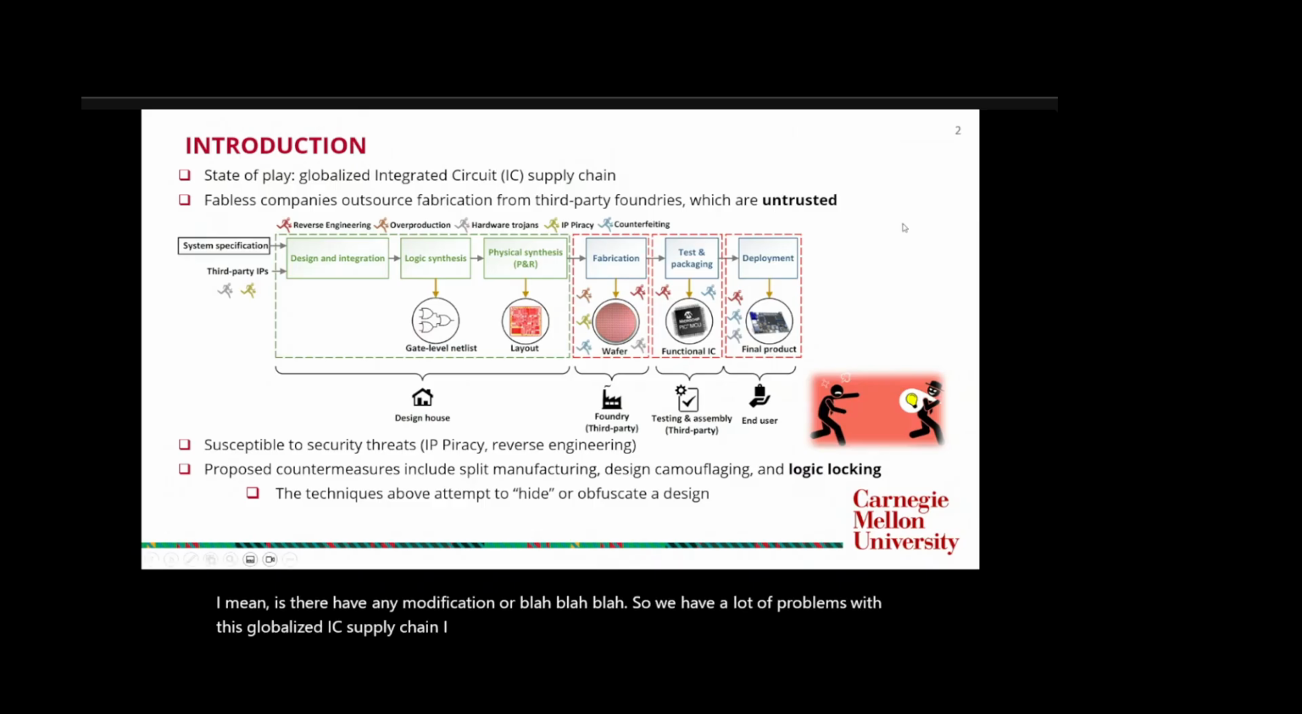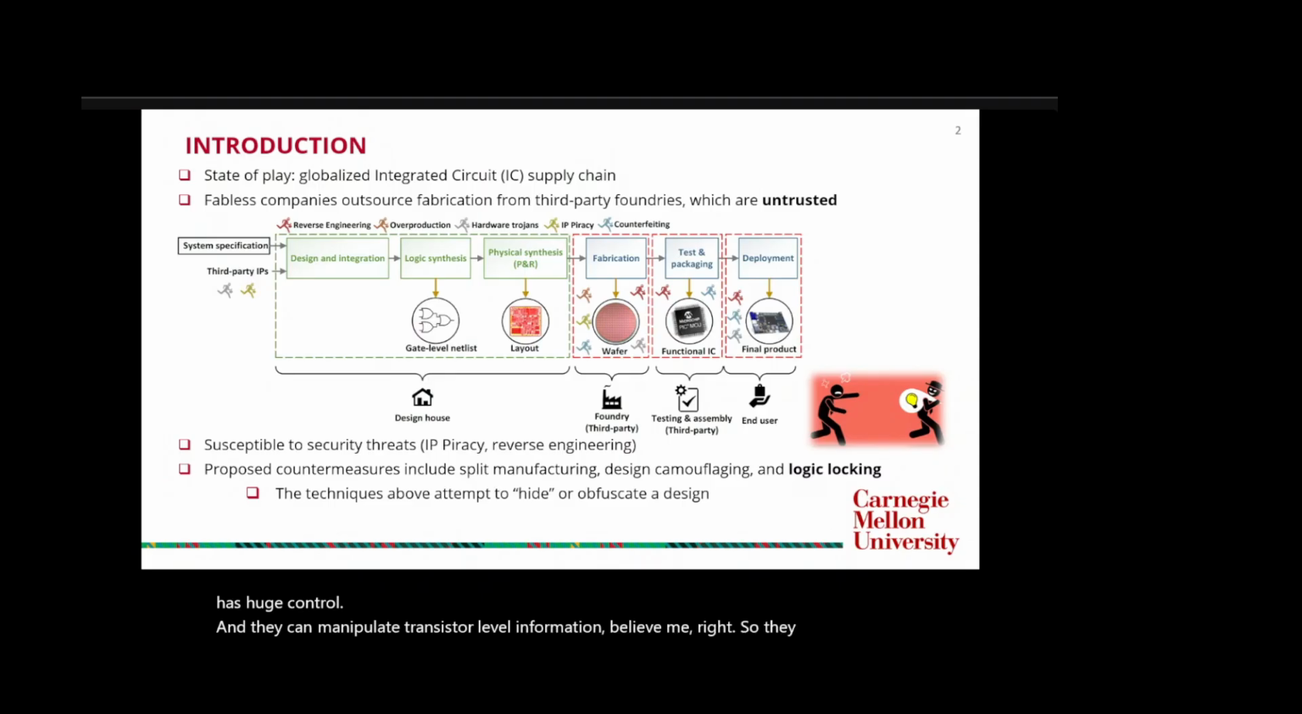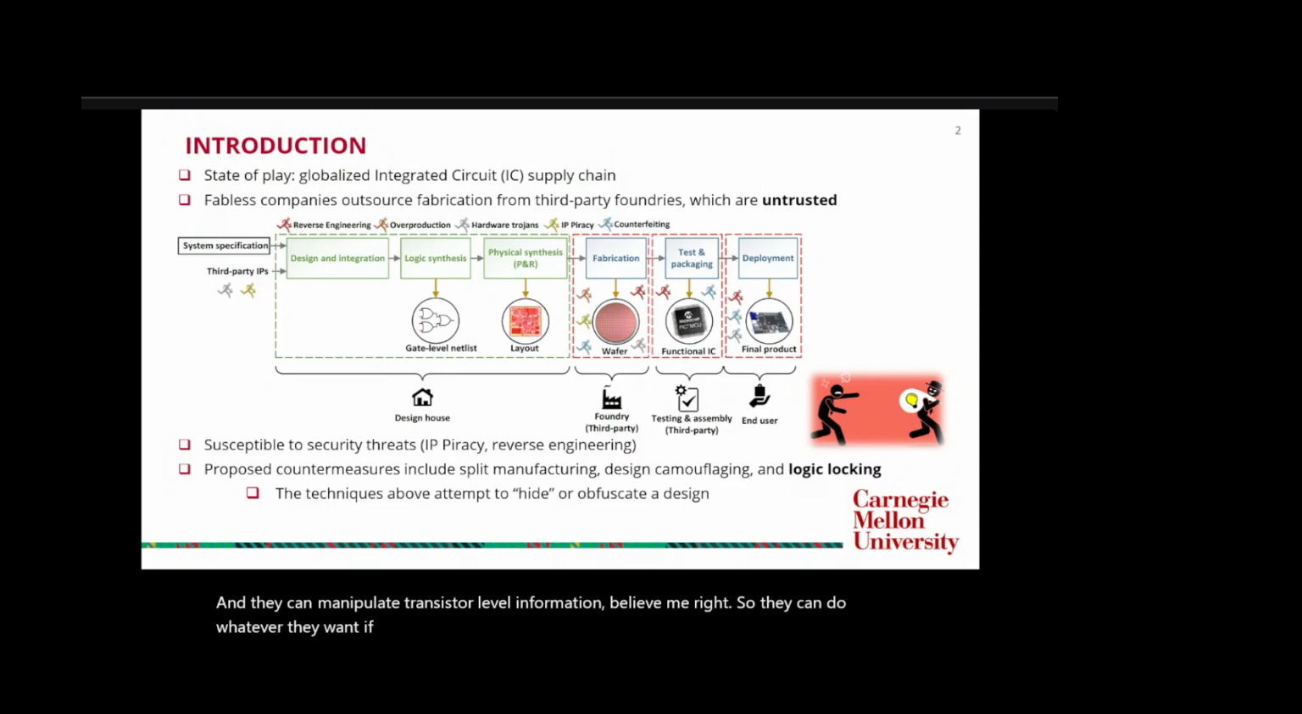For example, on this level we can see it because the fabrication is the main job, right? And the adversary, or the foundry, has huge control. And they can manipulate transistor level information, believe me, right? So they can do whatever they want. If there is some person inside the foundry, like in TSMC or Intel, who wants to do something, he or she can do it, right? So that is the fact.